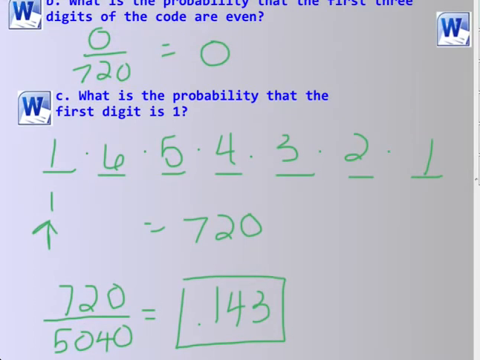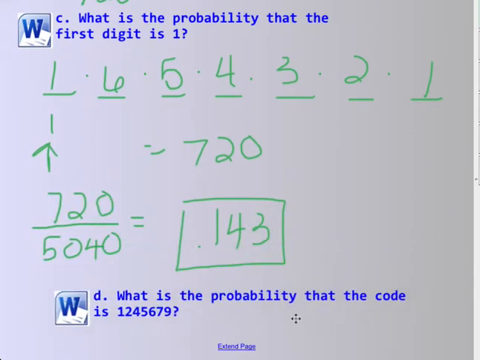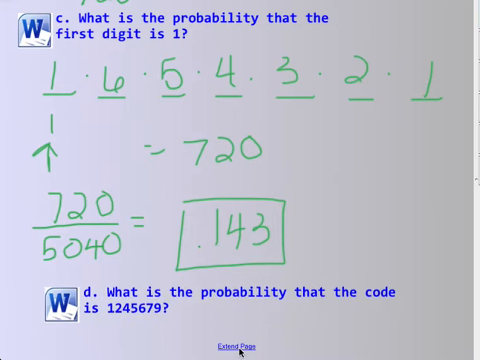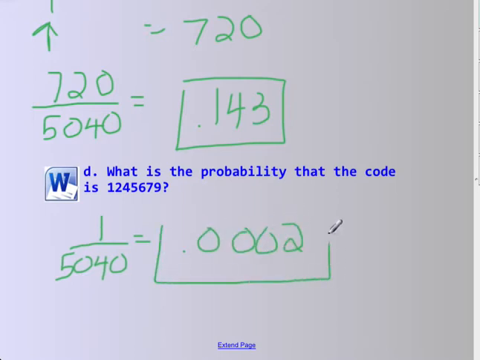Last but not least, let's take a look at part D here. We want to find the probability that the code is 1, 2, 4, 5, 6, 7, 9, so the probability of the code going in numerical order. Well, frankly, there's only one way that can happen. So our success is 1, and then we need to put it over our total from part A, which is 5,040. So 1 divided by 5,040 is 0.0002. Now I know I went past our normal 3 decimal places, but we want to make sure we put an actual number, so I just wrote out zeros until I got an actual number.